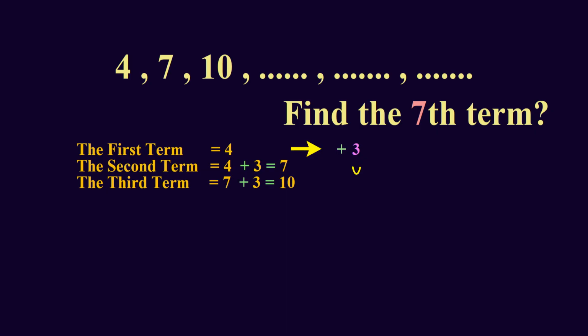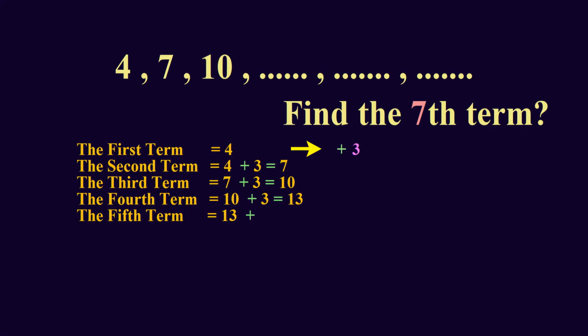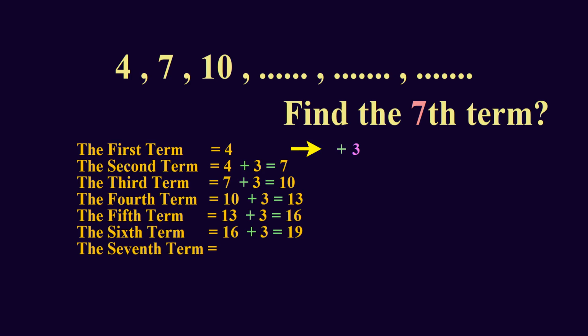And so on. We can get the fourth term by adding 3 to the third term. So the fourth term is equal to 10 plus 3, which equals 13. And the fifth term is equal to 13 plus 3, which equals 16. By the same method, we can get the sixth term, which equals 16 plus 3, which equals 19. And the seventh term is equal to 19 plus 3, which equals 22.